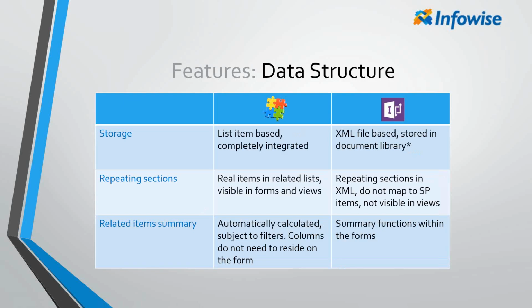Another common requirement, and we already saw an implementation of that, but I'm going to talk about it now, is the repeating sections. Repeating sections allow you to do something like the purchase order that we just saw, where you would have a purchase order and multiple lines within that purchase order. Well, in InfoPath, you can only do it if you base it on a Forms library, so you cannot do it in a simple list.